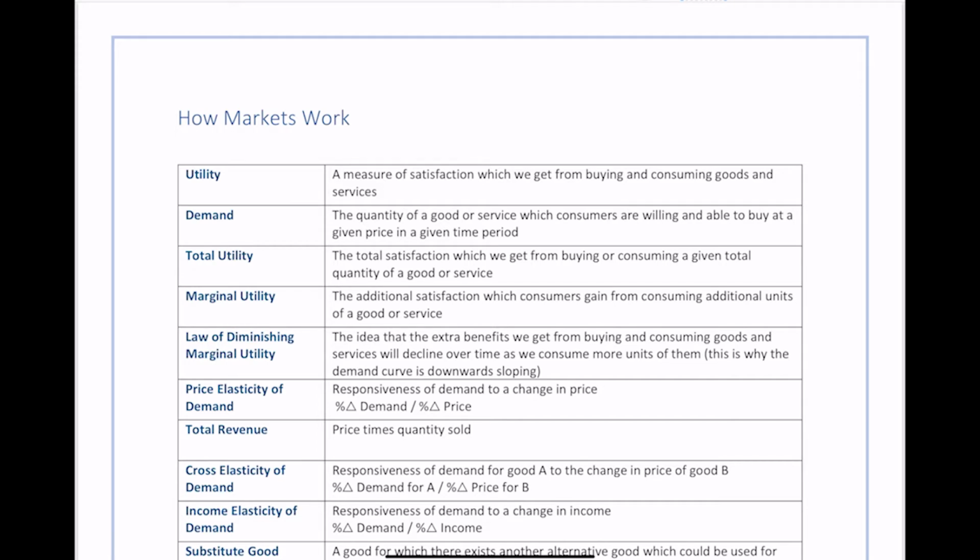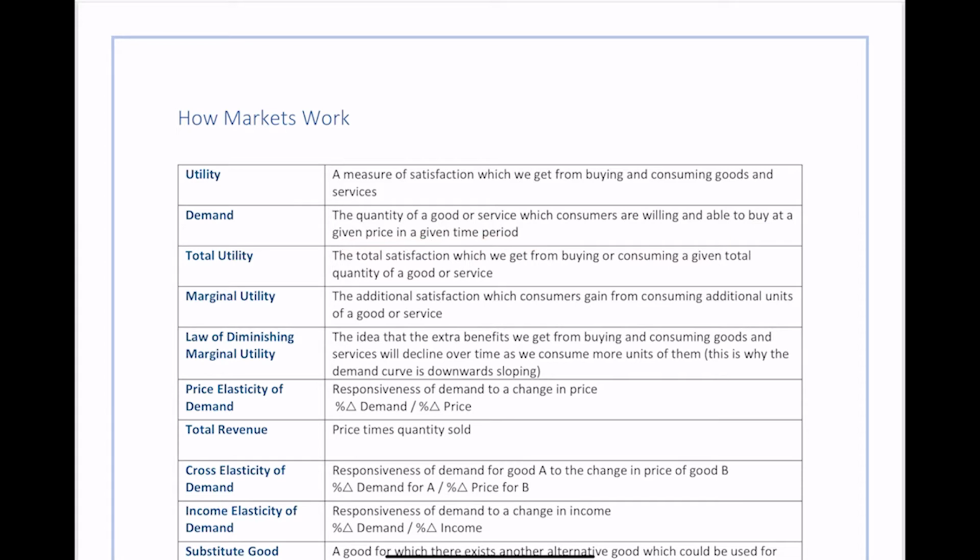Then we've got demand. So demand, obviously, demand and supply you hear about all the time. But what actually is demand? Demand is a quantity of a good or service which consumers are both willing and also able to buy at a given price in a given time period.